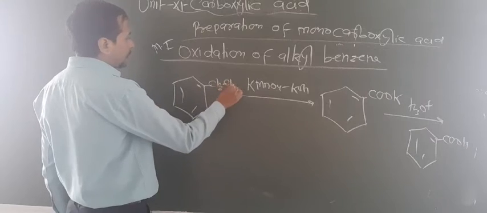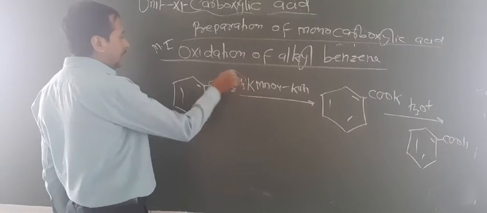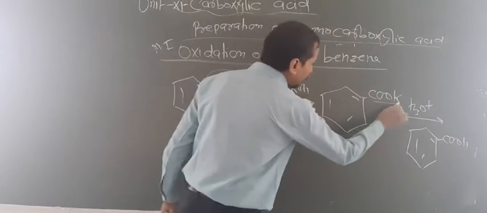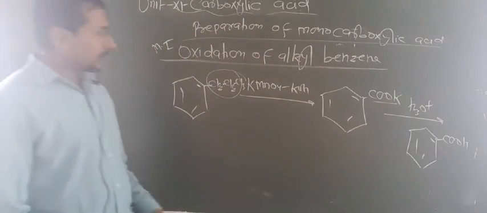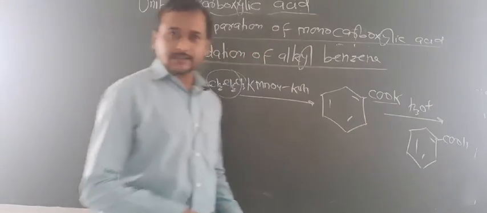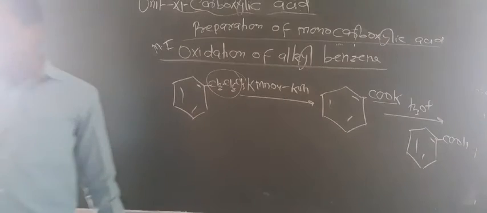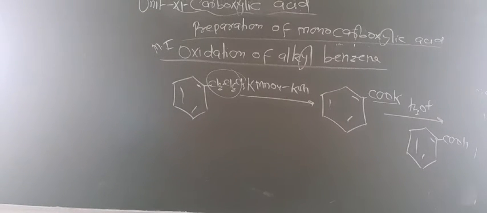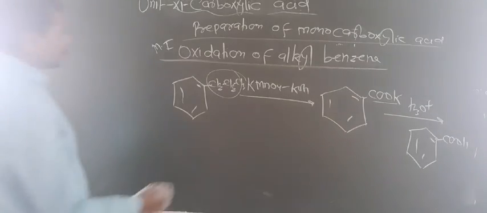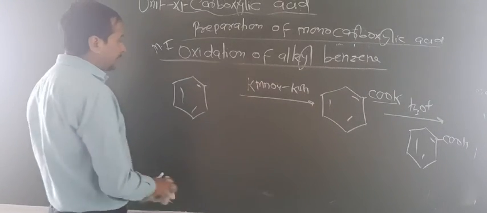CS2 and CS. All these carbons are changed into COOH and finally they change into COOH. Are you getting this point? So whatever the alkyl chains are taken, the entire side chain is oxidized to carboxylic acid irrespective of the length of the side chain.